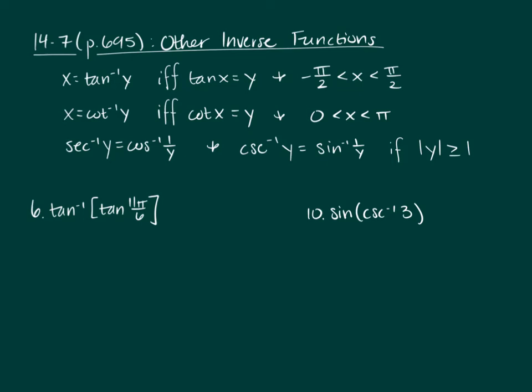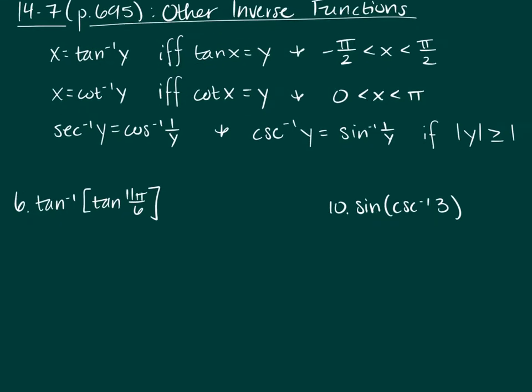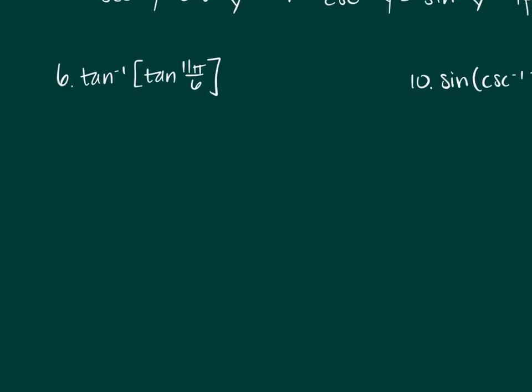Okay, so let's look at examples. In 6, we have tan inverse of tangent of 11 pi over 6. So by inverse properties, we know this is going to be 11 pi over 6. Our issue, though, is that 11 pi over 6 is much larger than pi over 2. So it's not in the interval.